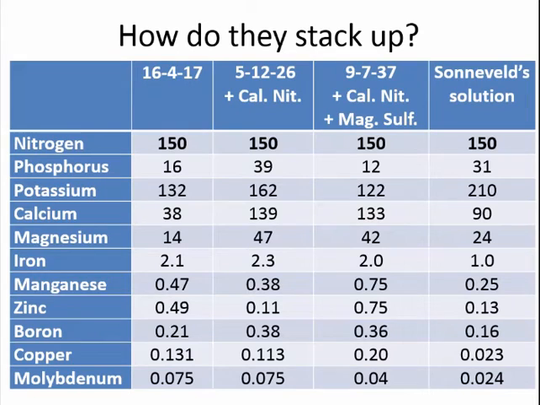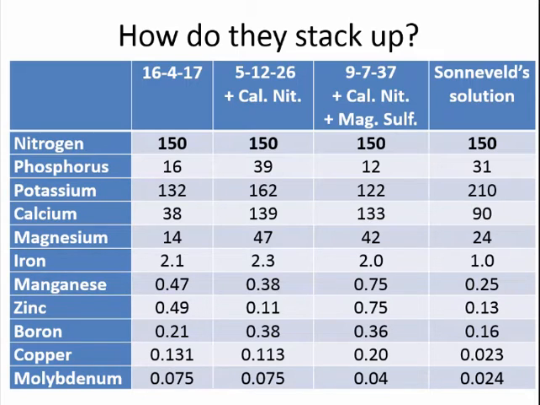So then the big question is, how do they all stack up to each other? In the recipes that I gave you, we all supplied 150 parts per million nitrogen, and you see that here. We have the 16417, that was the 1 bag solution, the 51226 plus calcium nitrate, that was the 2 bag, the HORT Americas 9737 with calcium nitrate and magnesium sulfate, and then finally the 11 ingredient Sonneveld solution. So you see nitrogen is the same. Phosphorus varies from 12 to 39 parts per million. Potassium varied from 122 to 210 parts per million.